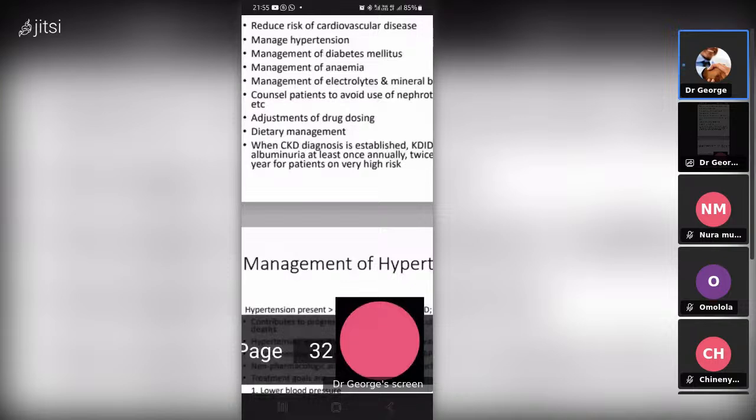Apart from the drugs, obviously, you like to start on ACE inhibitors, being that they also have anti-proteinuric effects. So ACE inhibitors or ARBs are very good in this case. Mineralocorticoid antagonists like spironolactone also have a role to play. Management of hypertension, the target should be 130 over 80.